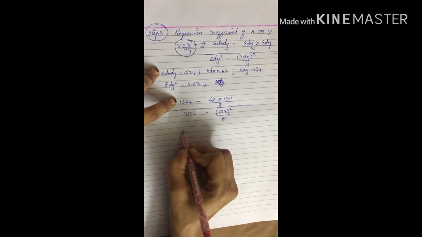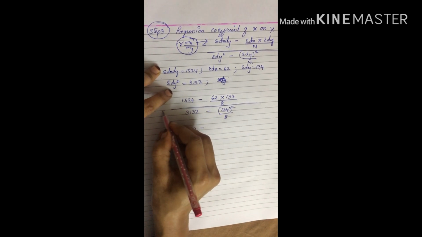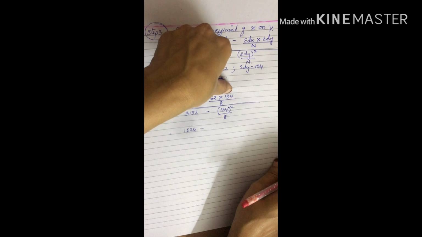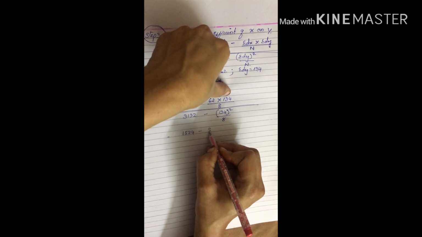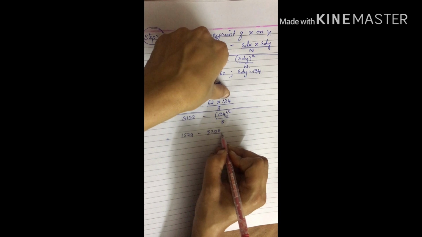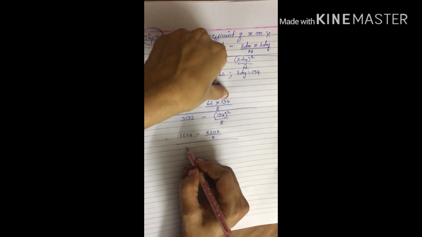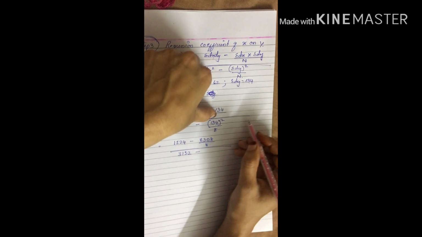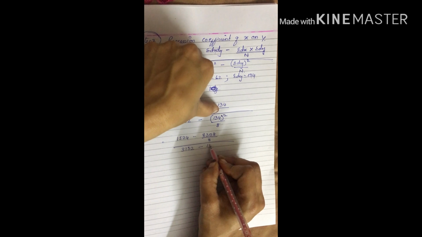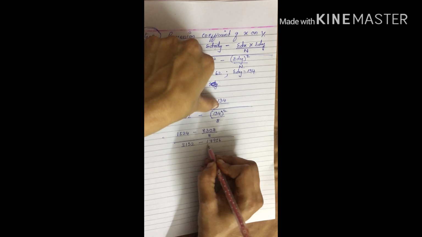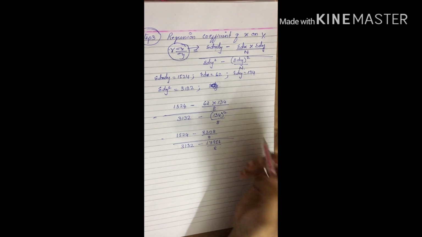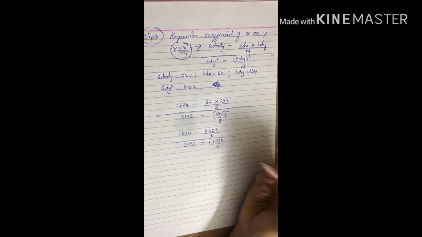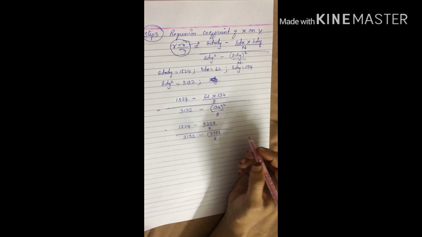Now calculate this. First 1524 minus 62 into 134, which is 8308, by 8, by 3132 minus 134 into 134. 134 into 134 is 17956, by 8. Okay, so first divide this: 8308 divided by 8, 17956 divided by 8.